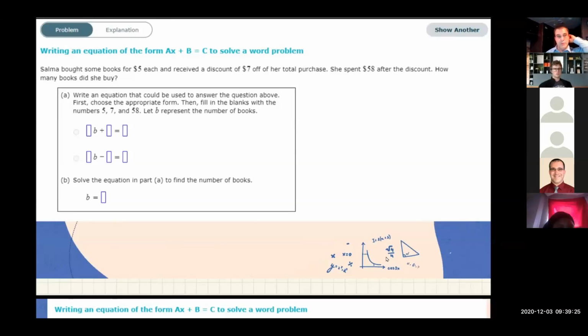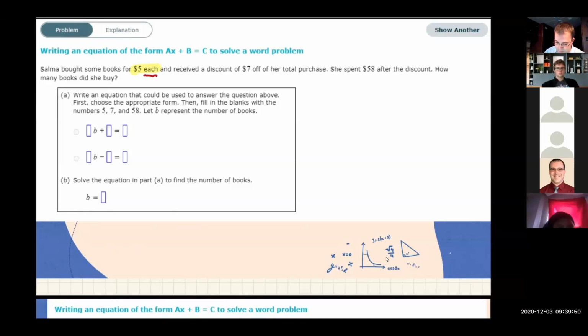Salma bought some books for $5 each and received a discount of $7 off her total purchase. She spent $58 after the discount. How many books did she buy? So the key pieces of information, if I go back and read it, is Salma bought some books for $5 each.